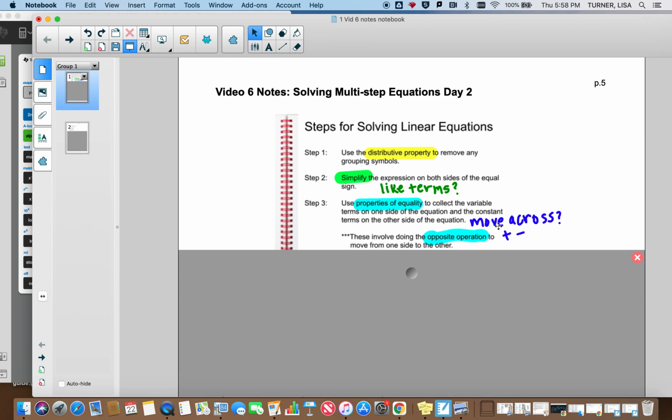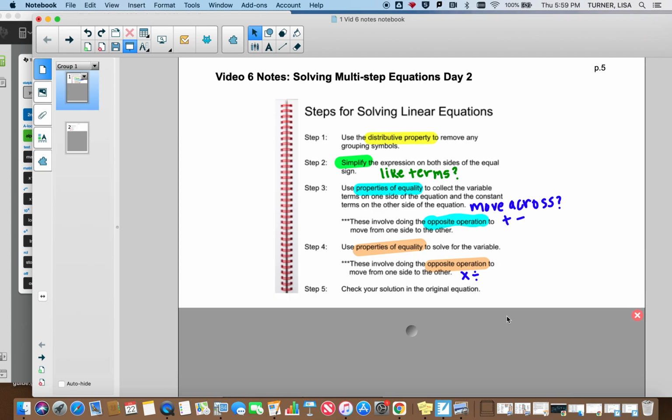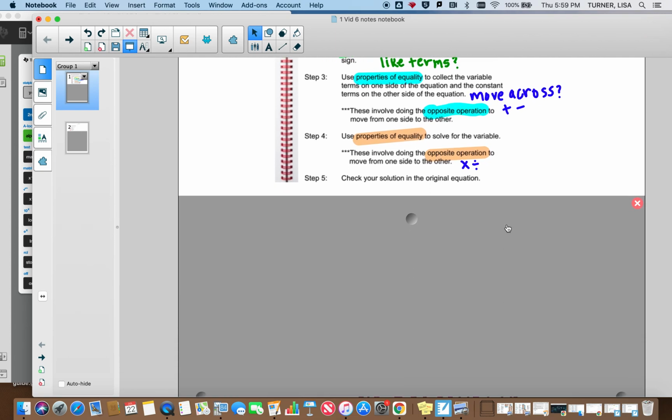So I wrote myself a little note like move across, question mark. And then we're just using adding and subtracting to move things across the equal sign. And then once we've moved things and we just have something x equals something, we're going to either multiply or divide. Most of the time divide, but multiply or divide to get that x by itself, and then we can check our solution. Let's get started with some examples.